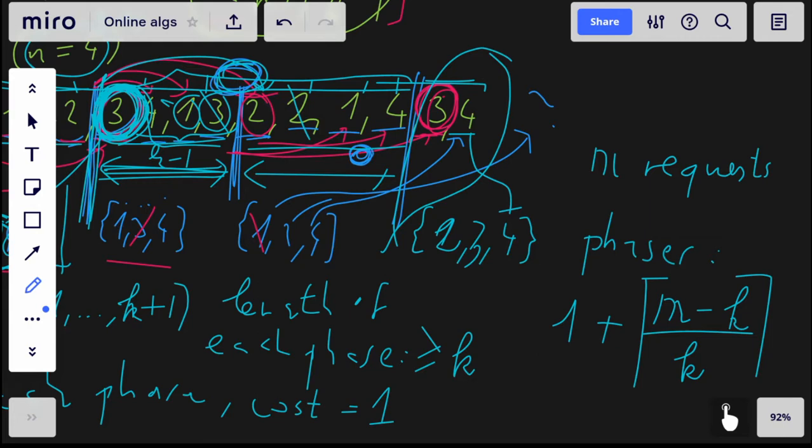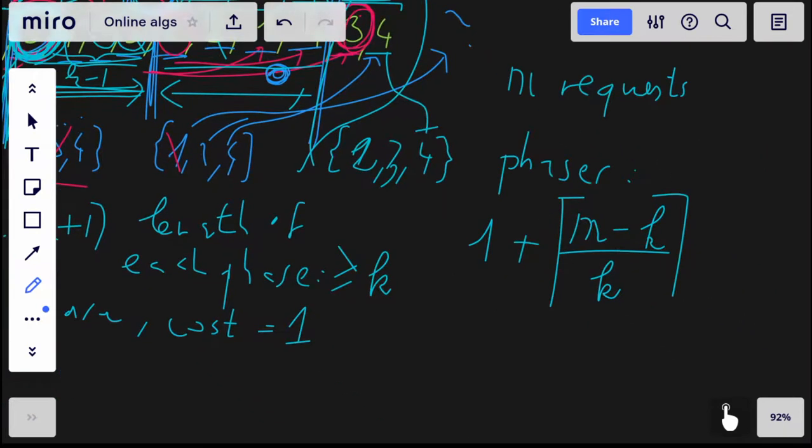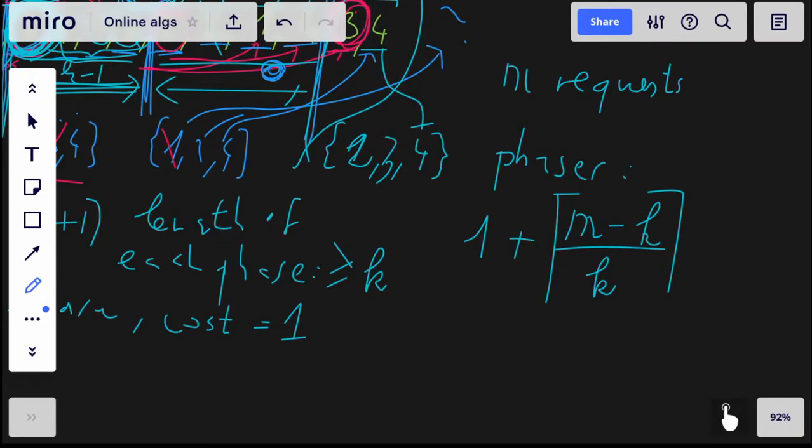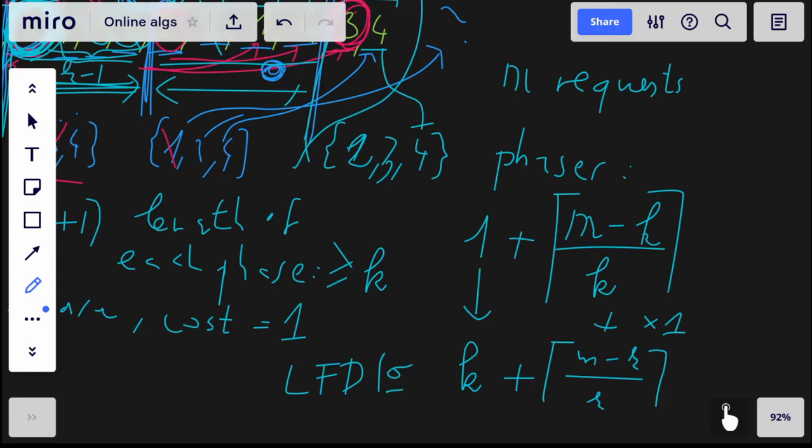In each phase I will spend some amount of cost. In the first phase I will spend k, but in all the other phases I will spend just one for each phase. So the longest forward distance will pay at most this amount. The cost of longest forward distance on any sigma with n equals k plus 1, and that's important, is at most k plus the ceiling of (m minus k) over k.